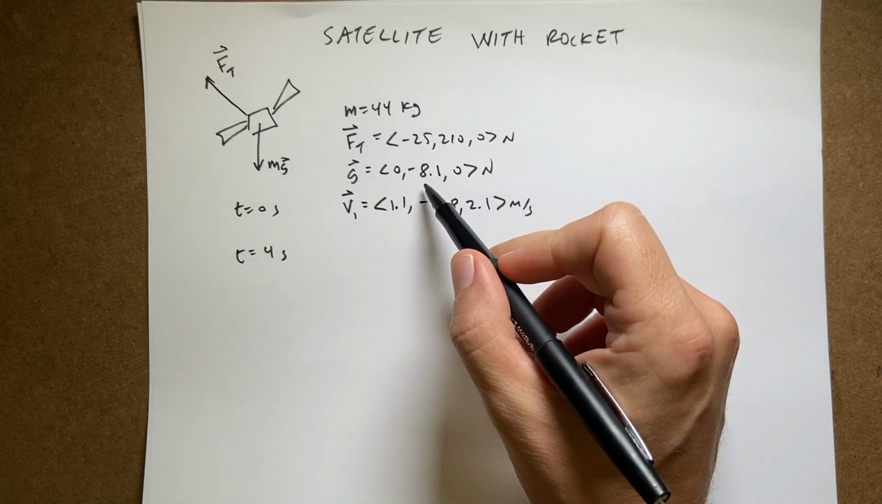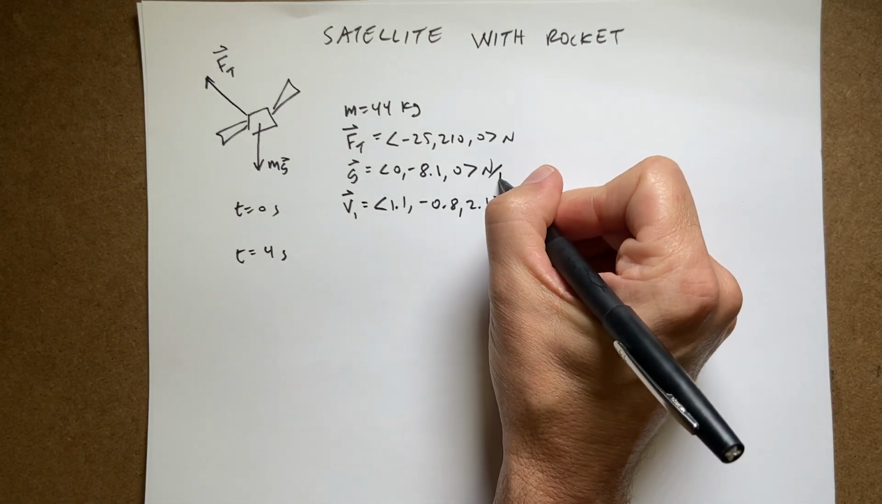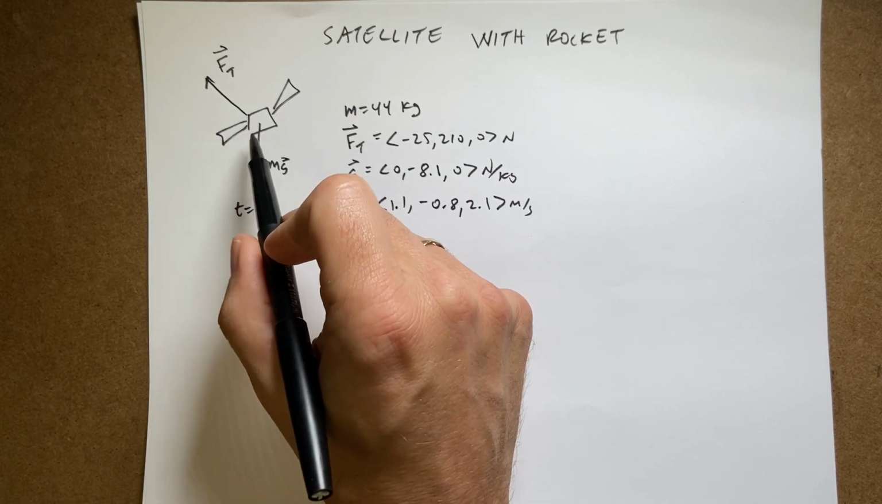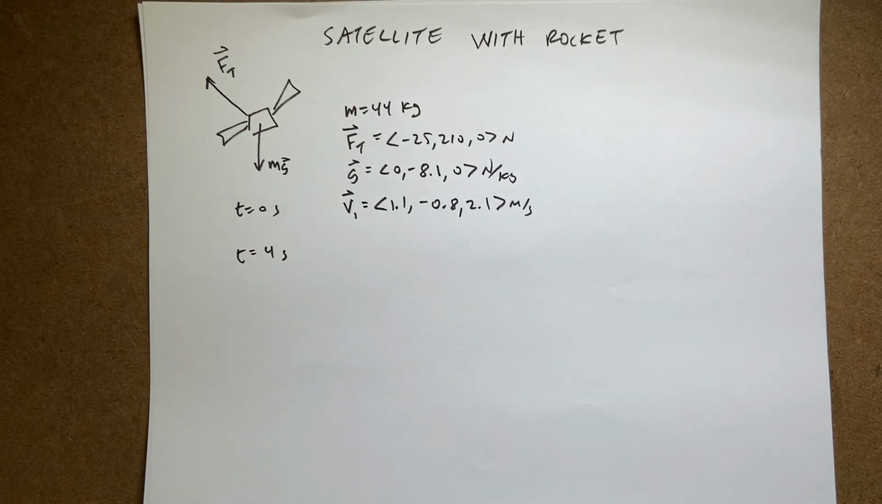So I put it at negative 8.1 instead of 9.8 newtons per kilogram. The mass is 44 kilograms. And then there's also this rocket thrust of negative 25, 210, 0 newtons. And this is at 0 seconds. So the question is, what's the momentum and where is it?